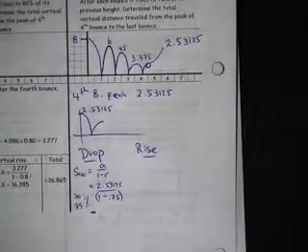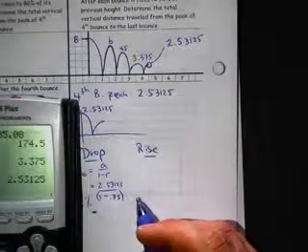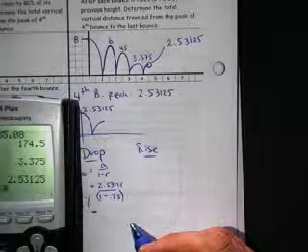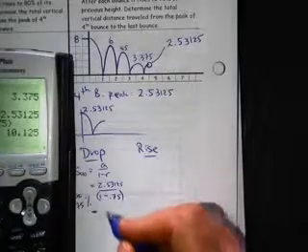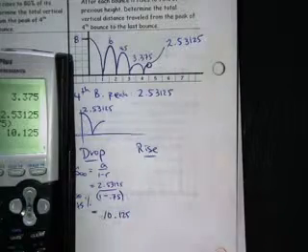Okay. And then we do that on our calculators, leave all those numbers in there. Divided by bracket 1, take away 0.75. I guess I didn't need to do that part on my calculator. And we've got 10.125.